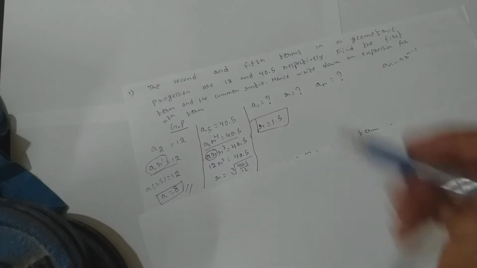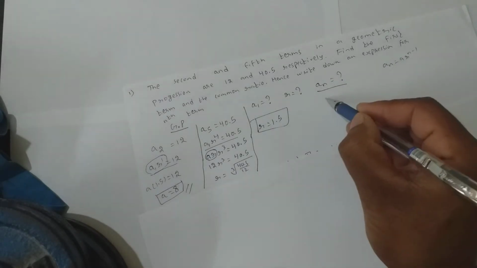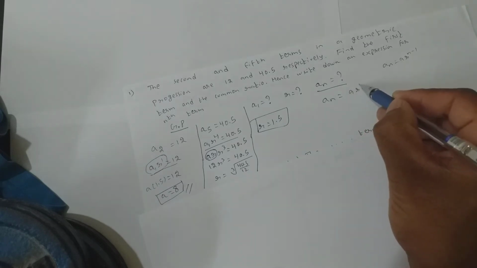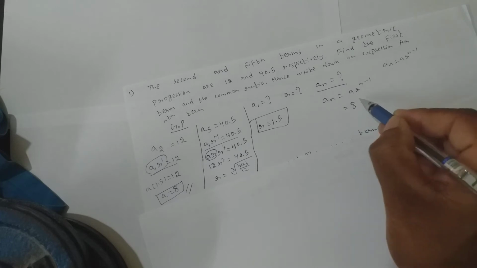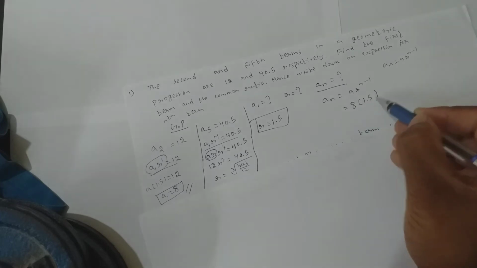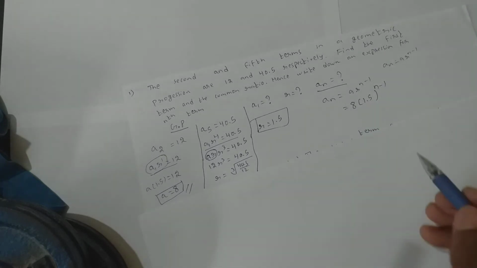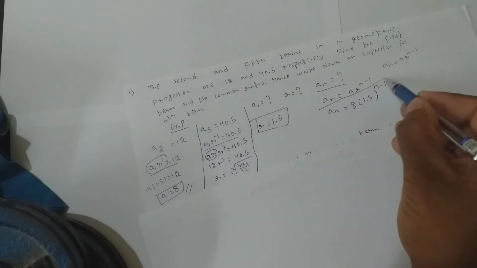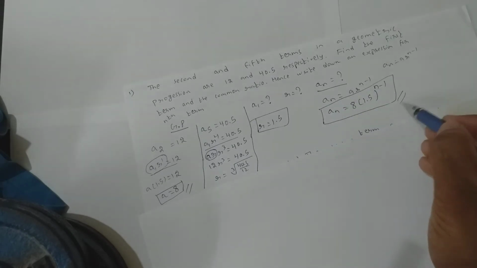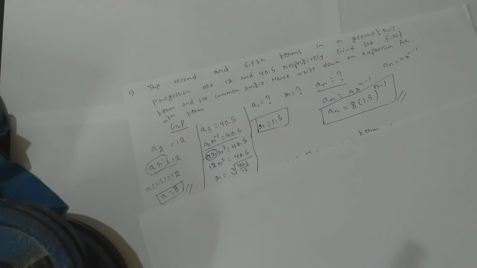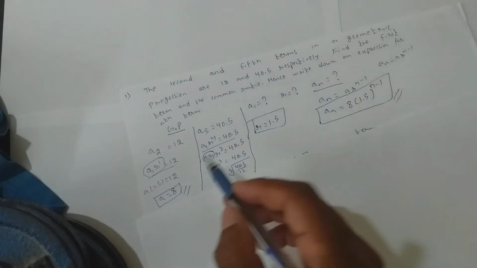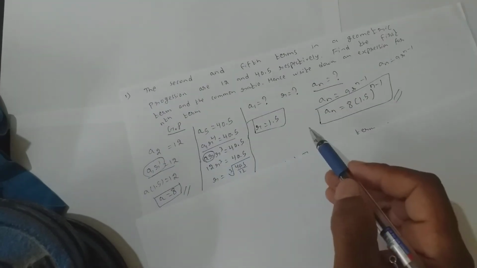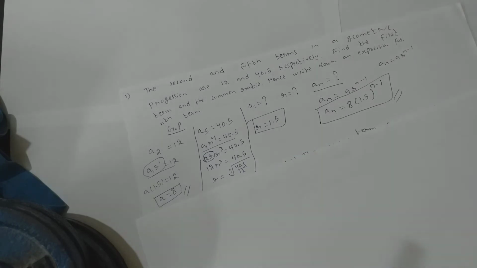Furthermore, what are they asking us for? An also. So an equals a into r power n minus 1. In place of a it is 8, in place of r it is 1.5, and power n minus 1 you leave it like that. So this is the expression for an. Am I clear with the sum? First you write all the given data and whatever he is asking us to find. Then apply the formula and simplify, and you will get what he is asking.